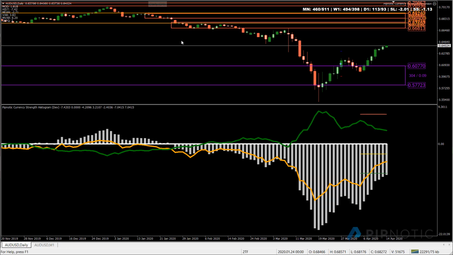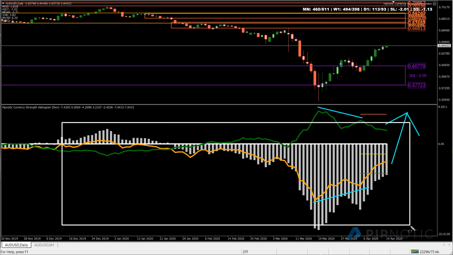Let's have a look on the daily chart, and you can see that we have a weakening American dollar, we have a strengthening Australian dollar, which is going to do what? It's going to push this pair higher. Okay, and this is not just random information being shown here.